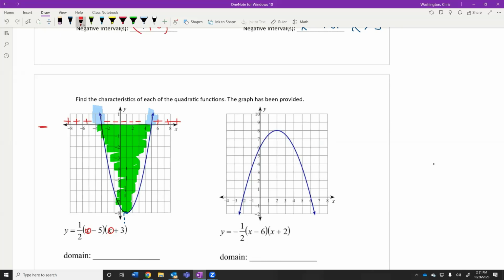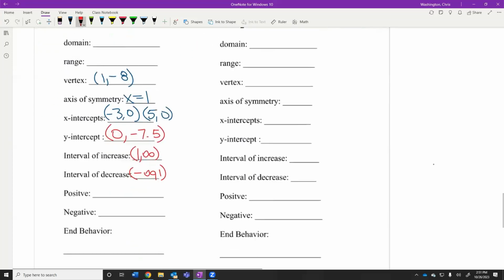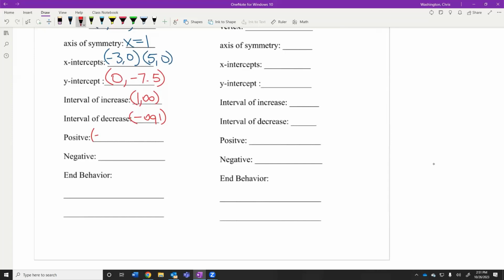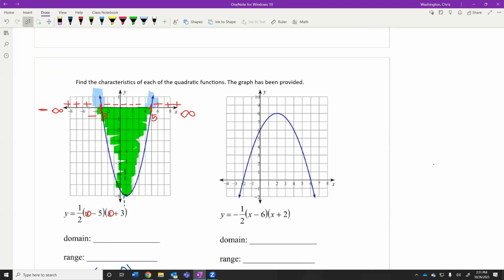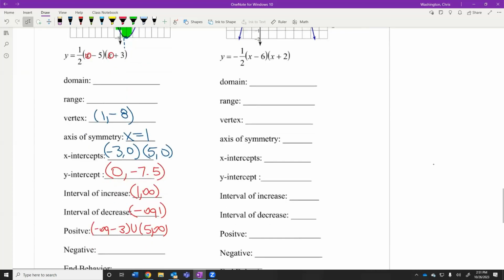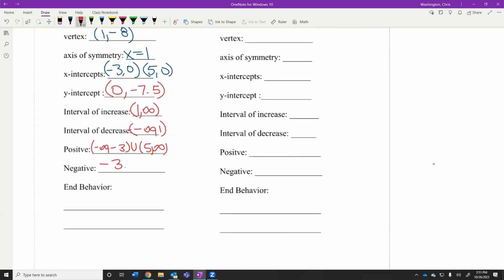So my positive interval is going to be from -infinity to the first x-intercept, which was -3, and then from the second intercept, which was 5, all the way to positive infinity. So -infinity to -3, or 5 to infinity. And our negative interval, where's the graph negative? Where is it below the x-axis? Where are the y values negative? From -3 to 5.